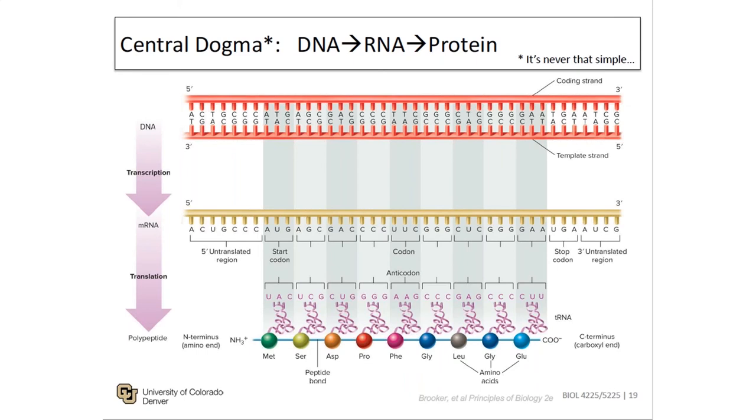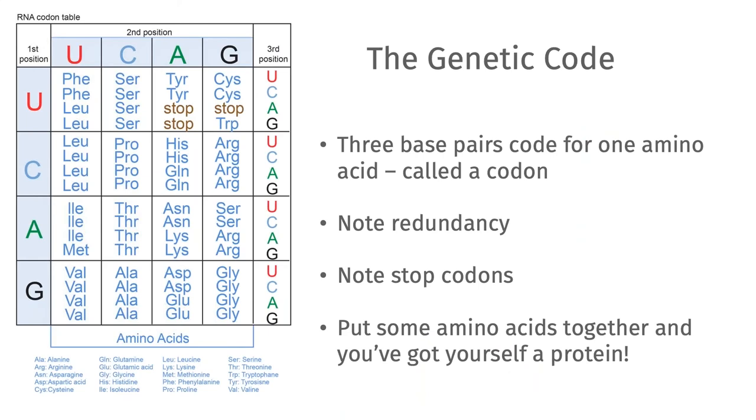And this leads us to talk about the genetic code. And this is where we said that everything is in a triplet, three base pairs code for one amino acid, and that unit is called a codon. You'll sometimes hear us talk about it, though not very often. And note the redundancy. So like proline, which is PRO, could be coded by CCU, CCC, CCA, CCG. There's some stops, so Mr. DNA can't go on and on and on. So note the redundancy, note the stop codons, and you can put some amino acids together and you got yourself a protein.